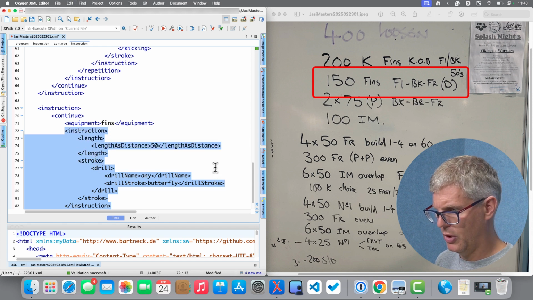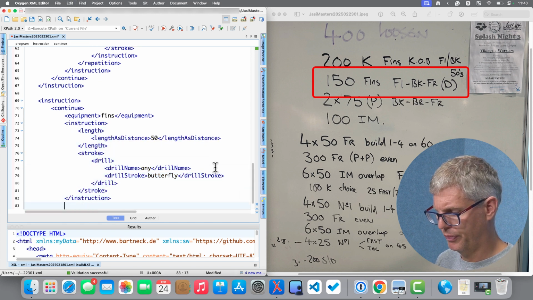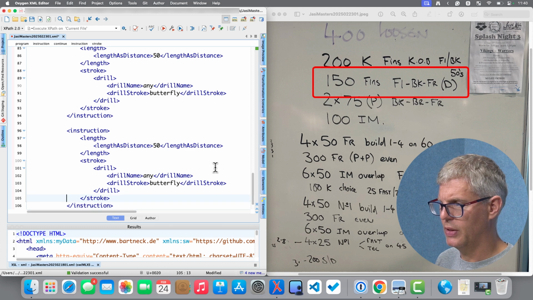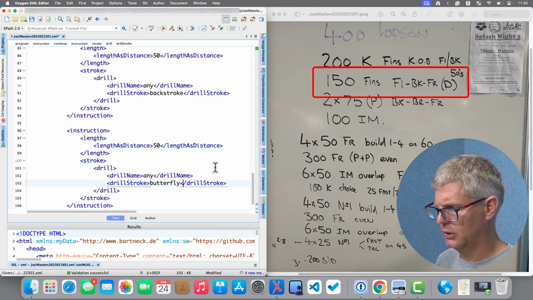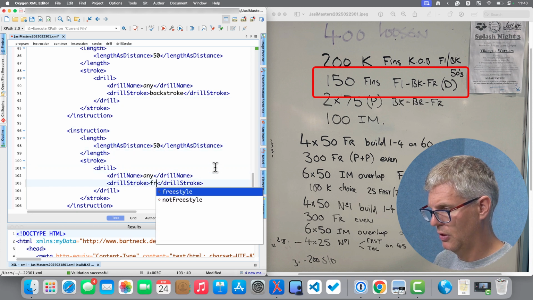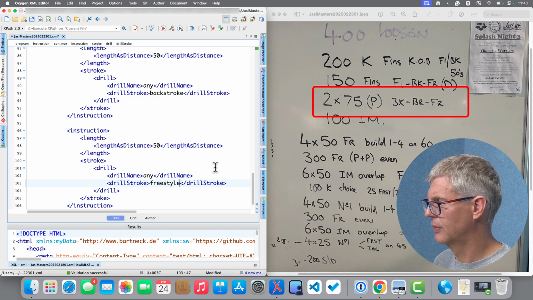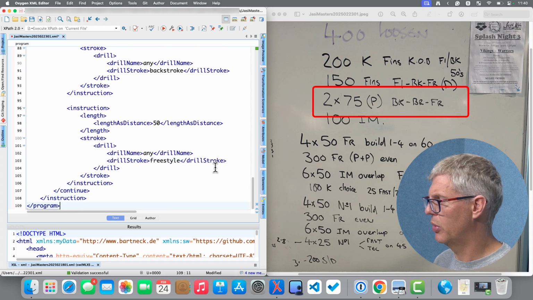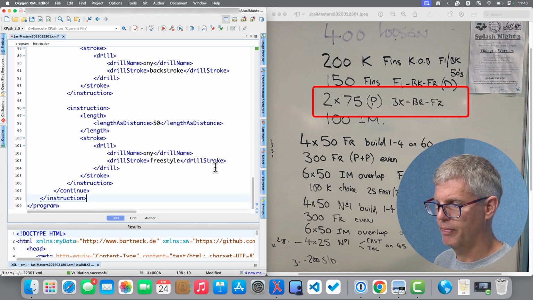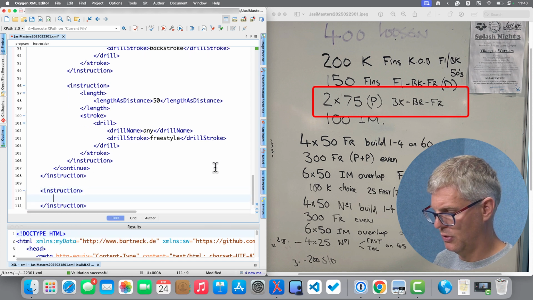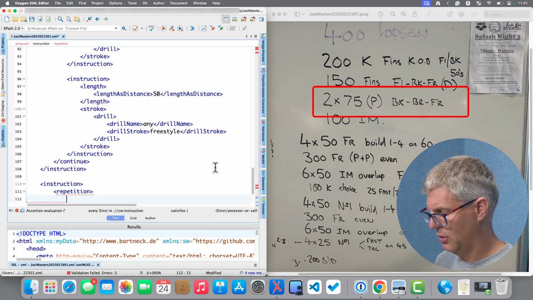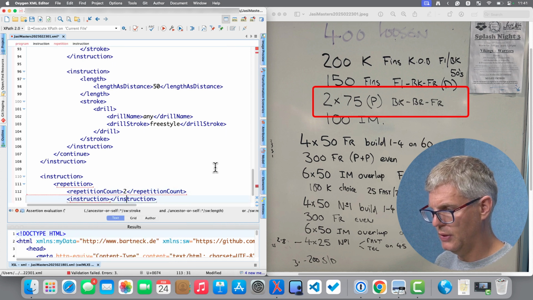And then we repeat this once, twice. So butterfly, backstroke, and freestyle. 275s, pull buoy, back, breast, free. Okay. So that would be an instruction, a repetition count twice.